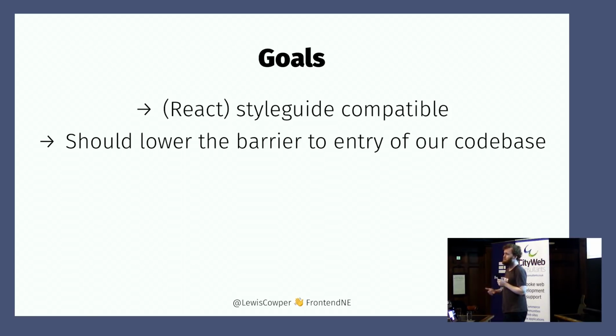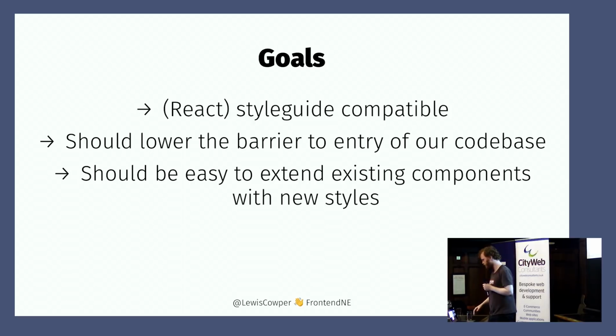We've also got multiple themes. That becomes a bit of a nightmare when you're trying to think, okay, what color is this supposed to be in this state? So yeah, we want to lower the level of thought needed to understand our CSS in the same way that we've tried to do with our JavaScript. And it should be easy to extend existing components with new styles. It should be easy to say, make this button primary, and it should just work.